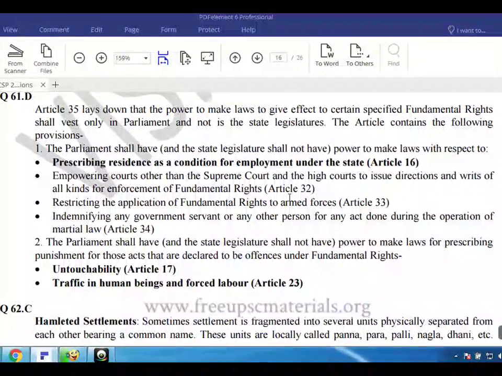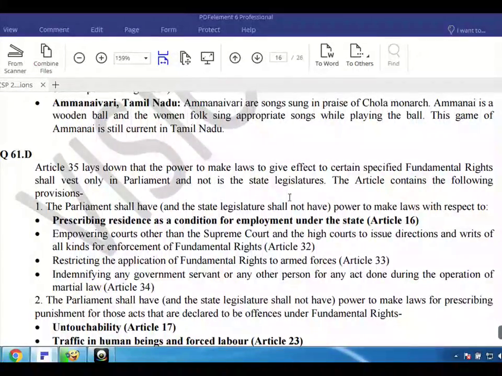Q61. Article 35 lays down that the power to make laws to give effect to certain specified fundamental rights shall vest only in Parliament and not in the state legislatures. The article contains the following provisions. 1. The Parliament shall have and the state legislature shall not have power to make laws with respect to prescribing residence as a condition for employment under the state.